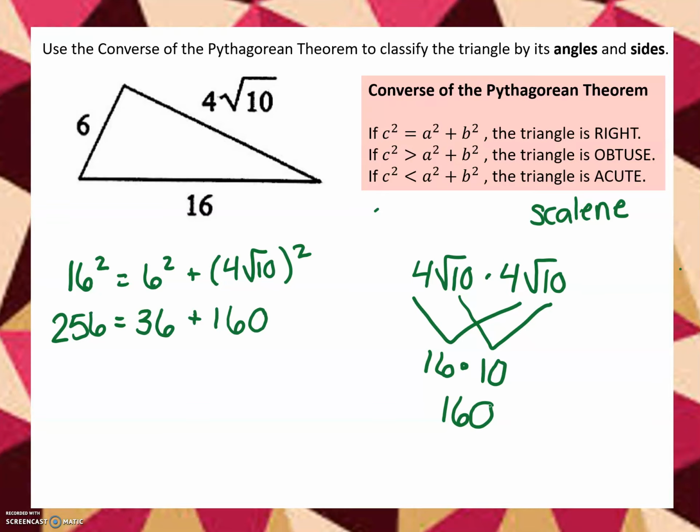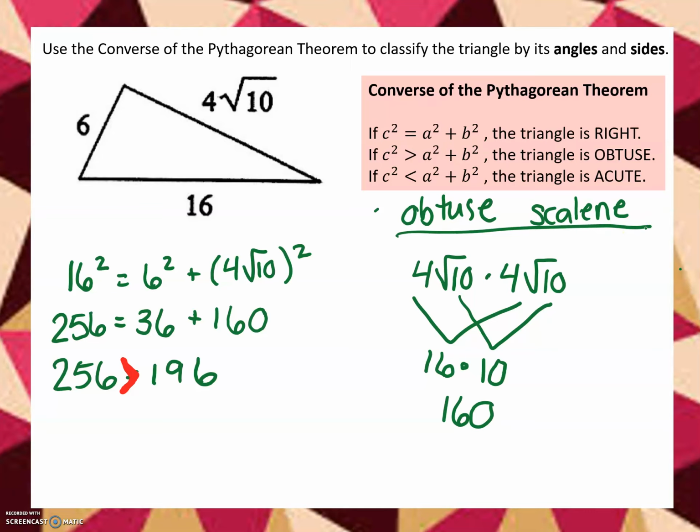All right, so going back to the converse, when we simplify that, we have 256 equals 196. It does not equal 196. It is greater than 196, right? And if you get C squared is greater than A squared plus B squared, then we know the triangle is obtuse. So our answer for this is that this is an obtuse scalene triangle.